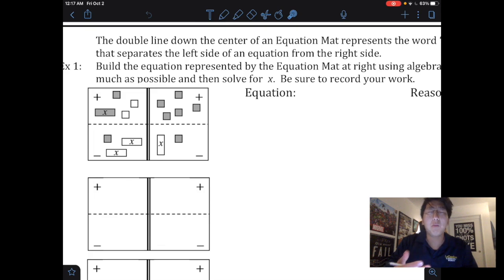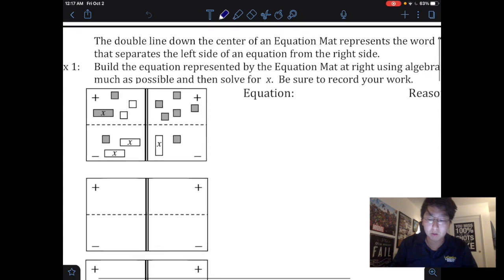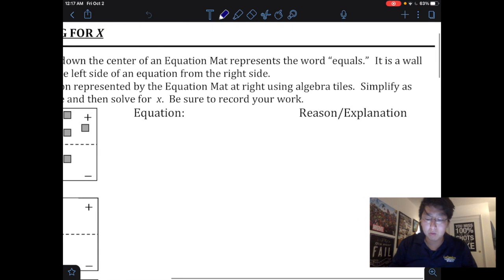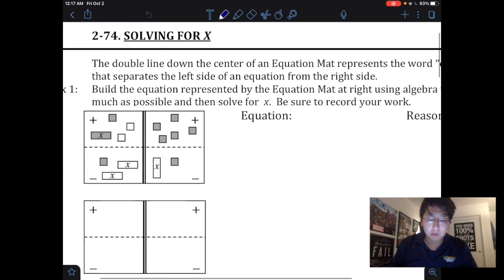Prior to this, I've been talking about which side is greater, and we weren't saying that they were equal. But now we're going to be saying they're equal, and this wall is going to separate them. What we're going to do is build the equation represented by the expression mat at right using algebra tiles, simplify as much as possible, and then solve for x. Be sure to record your work.